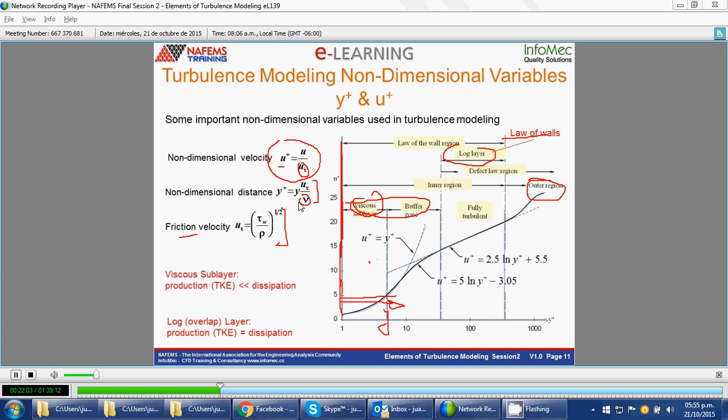Remember, let me emphasize again, in the viscous sublayer, we have mostly dissipation. Dissipation is much greater than production. In the log layer, in the overlap region, production is equal to dissipation. So whatever we produce is equal to whatever we dissipate. And in this part, of course, we produce more than we dissipate on the outer region. So we know what this y plus is now.